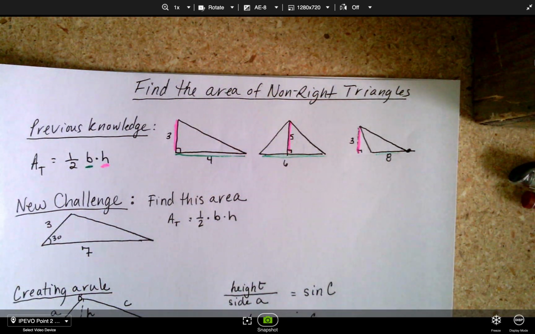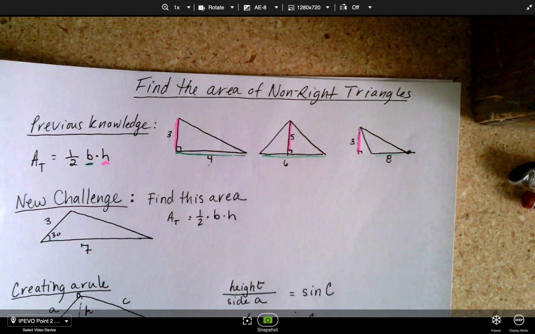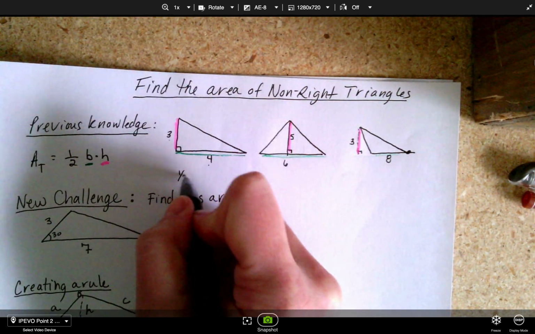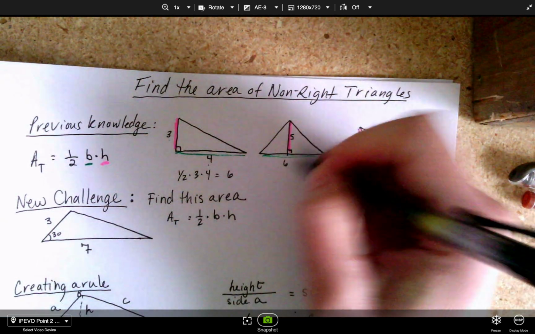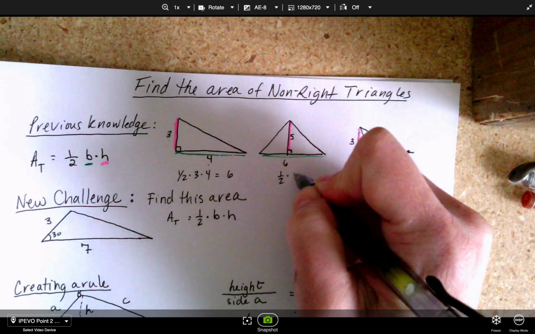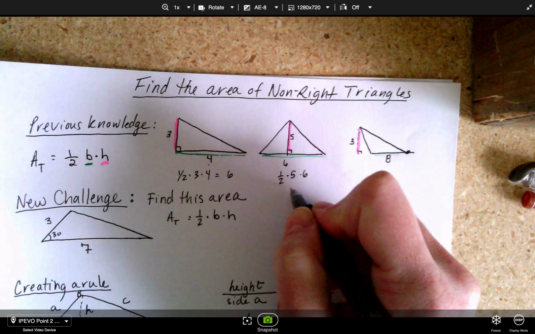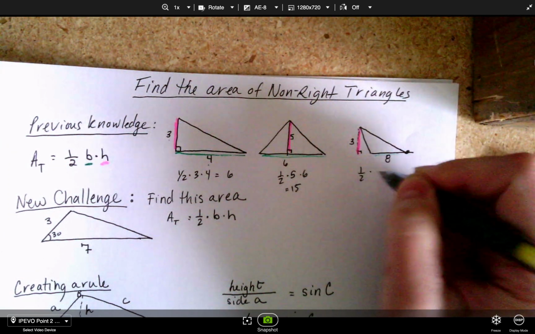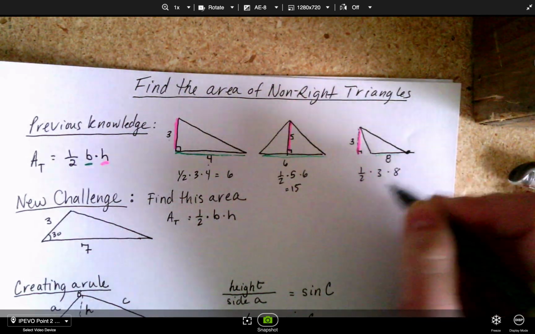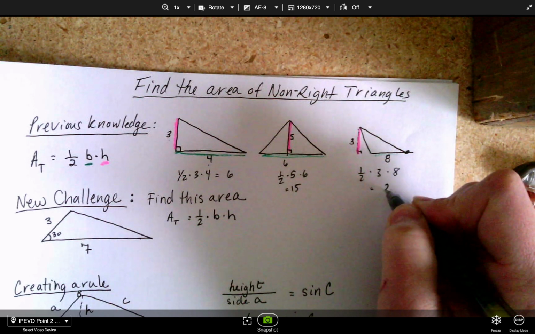Well, maybe not. So in this case right here, we would take 3 times 4 times a half, and we would get 1/2 times 3 times 4, and we would get 6 here. And here we would get 1/2 times 5 times 6, which is going to be 30 divided by 2, which is 15. And here it's going to be 1/2 times 3 times 8, which is going to be 24, 12.